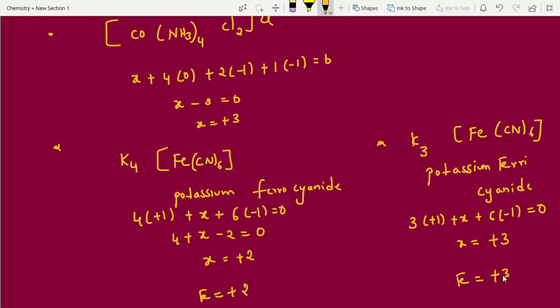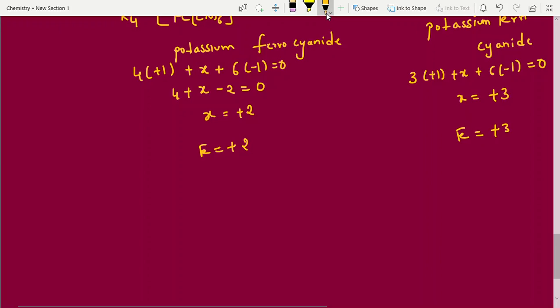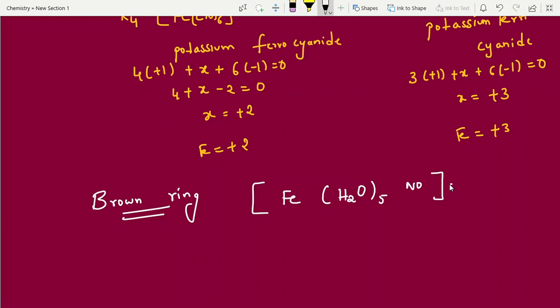But one exceptional case we have, students, the most important one. So definitely they will ask this type of questions more. Brown ring. We have an idea at school level also. Nitrate confirmation test time we are taking brown ring. What is the brown ring? Let me write the complex. Iron, H2O 5 times, next NO and SO4. This is the brown ring complex.